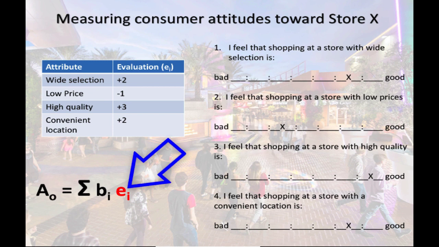And as a reminder, this is the Fishbein multi-attribute attitude model formula in its simplified form. So we are obtaining the E in this particular instance, which is the evaluation of each salient attribute.